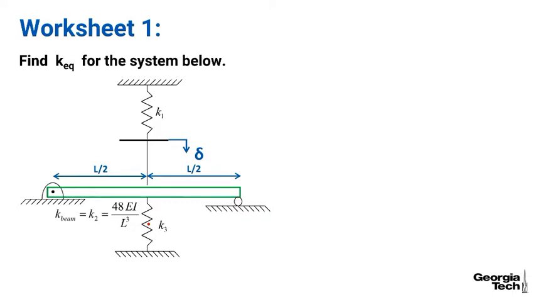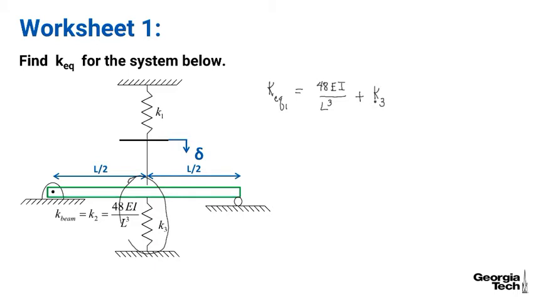And what you should have said to yourself is this is in parallel, again, because they have the same displacement. And so we've got the K equivalent 1 for this portion of the system equals the 48 EI over L cubed, and then plus the spring force in the K3 spring, which is plus K3.